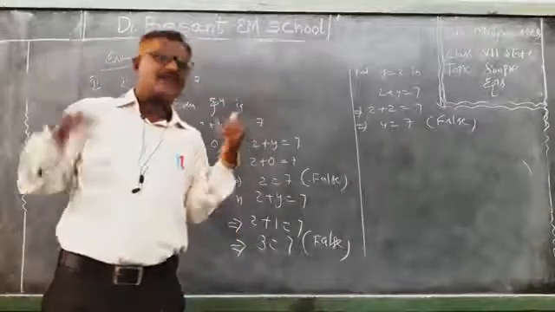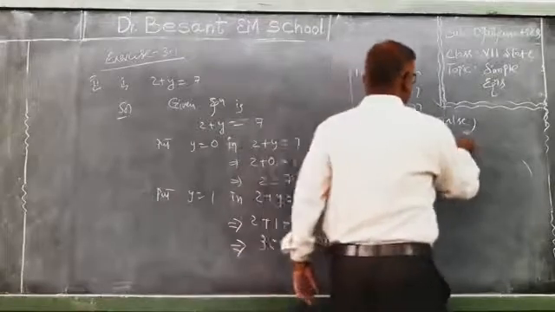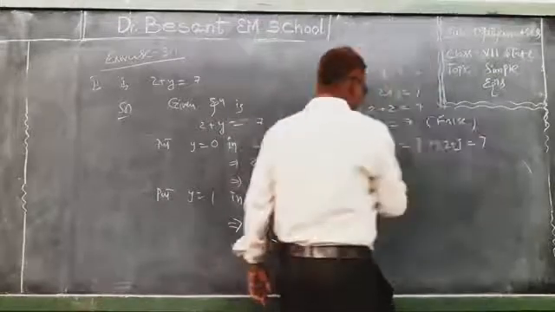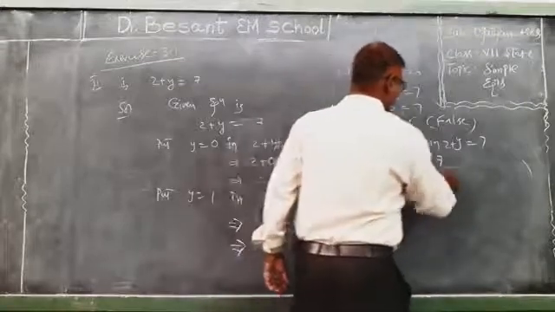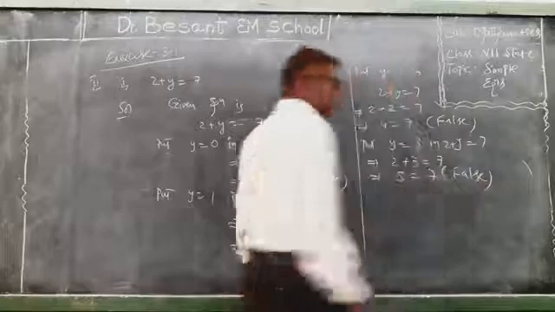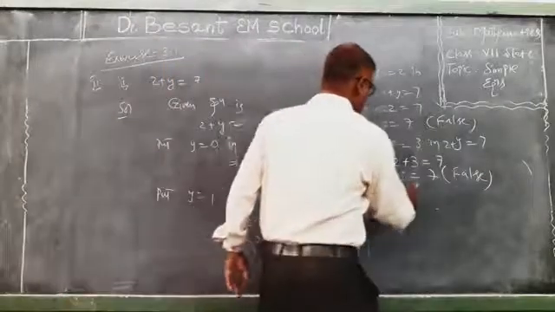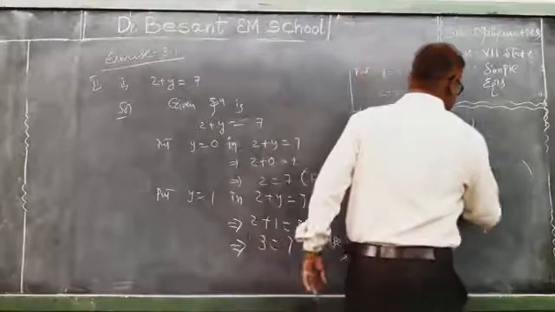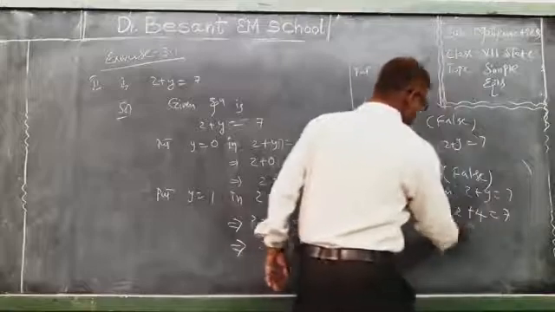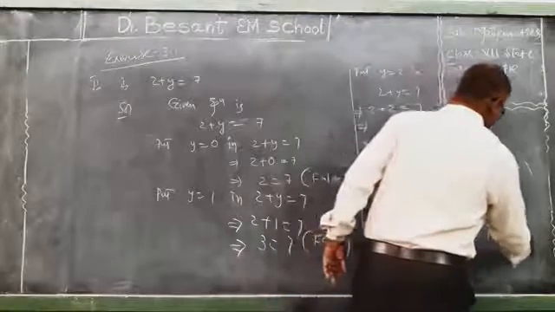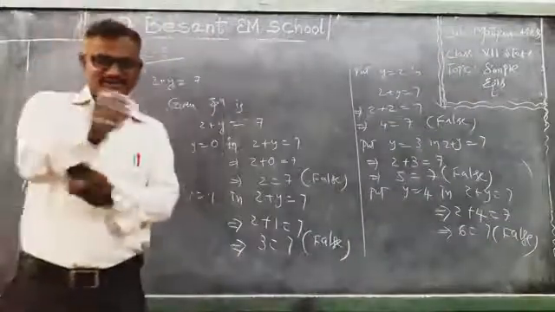Then go for y equal to 3. Put y equal to 3 in 2 plus y is equal to 7. That implies 2 plus 3, 5, is equal to 7, which is also false. So y equal to 3 is also not a solution. Next, go for y equal to 4. Put y equal to 4 in the equation 2 plus y is equal to 7. This implies 2 plus 4, 6, equal to 7, which is also false. So y equal to 4 is also not a solution for the equation.